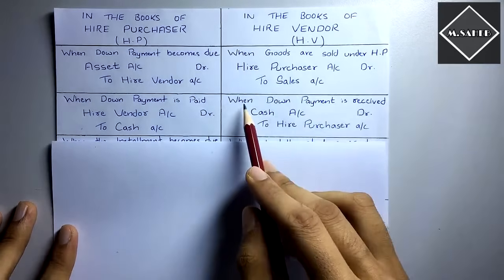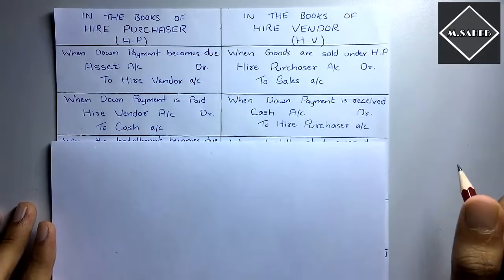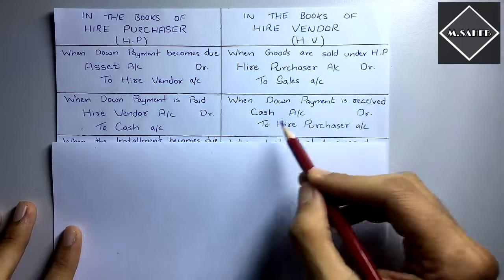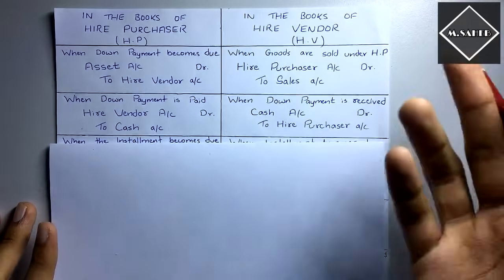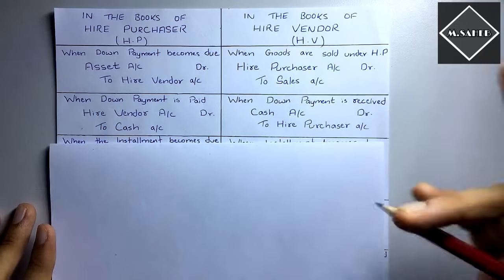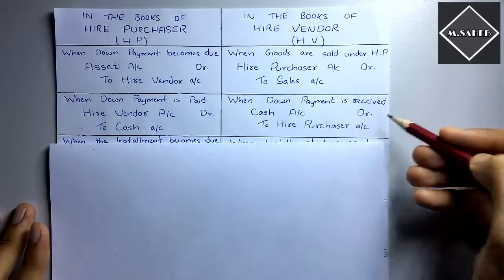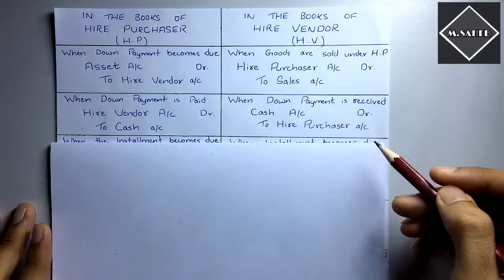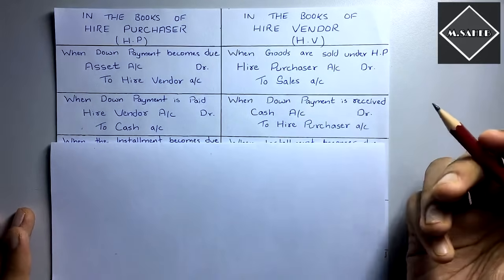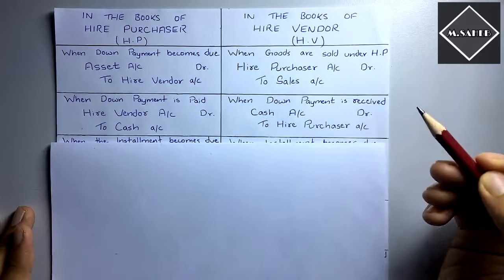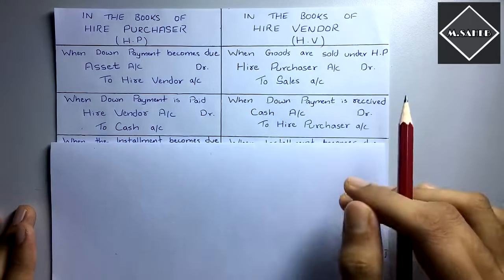Simple. Now see here, when the down payment is received, the hire vendor is receiving the cash. How will he record it in his books of accounts? Cash is coming in, cash account debit. Or through the modern approach, asset is increasing, cash account debit. Cash is an asset, right? So you can see it from both points of view, the modern as well as the traditional. Cash is coming in, real account debit, to hire purchaser. Who gave him the cash? Of course, the hire purchaser gave him, so the hire purchaser will be credited. Credit the giver, personal account rule.